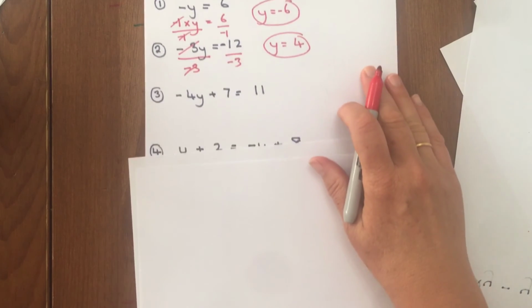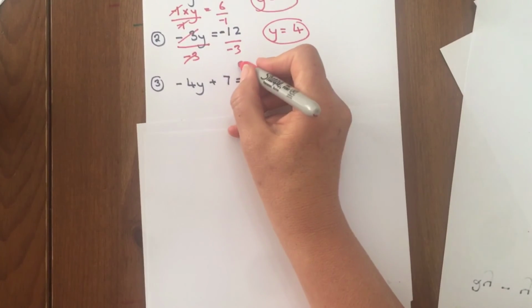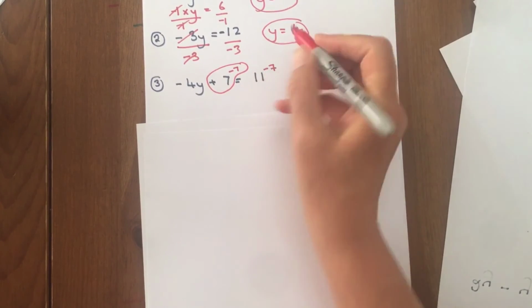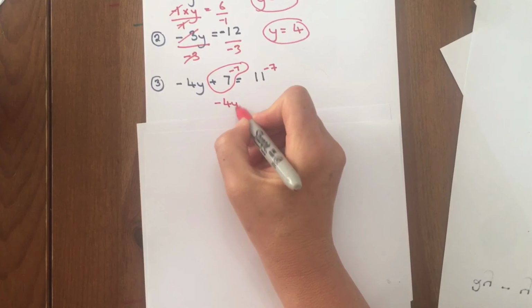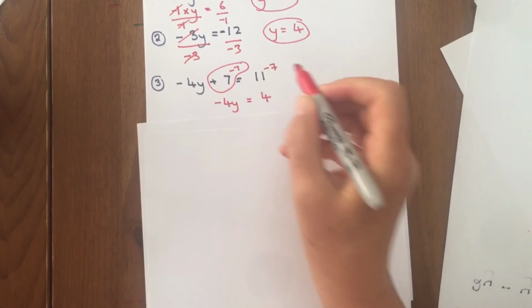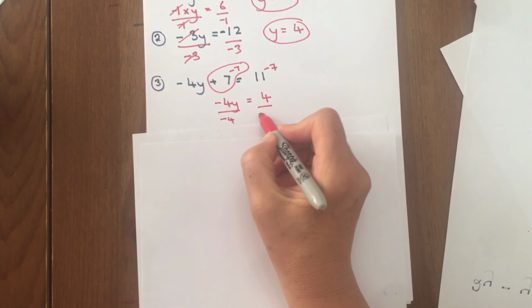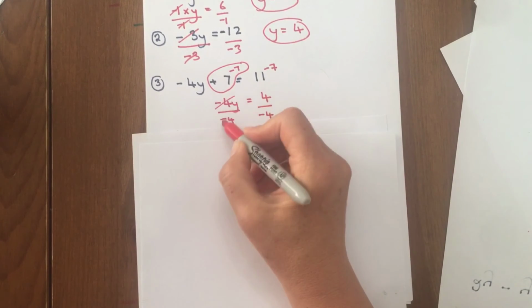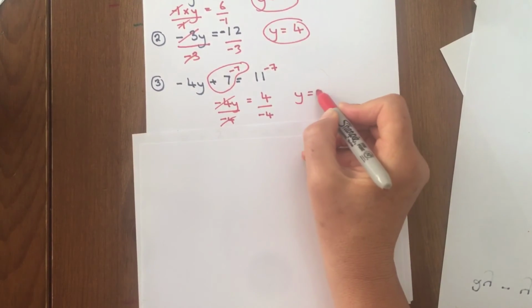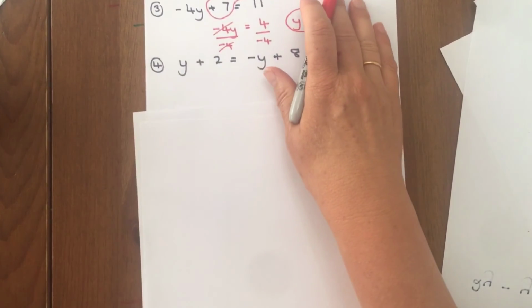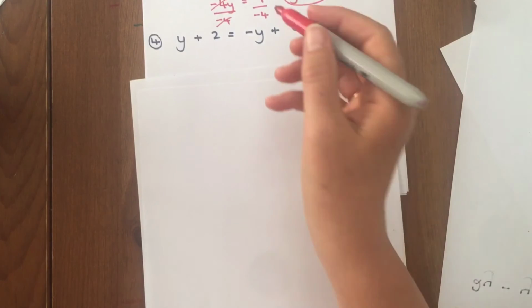First thing I'm going to do is get rid of the 7 by taking away 7 from both sides. So -4y equals 4. Then I'm going to divide both sides by -4. They will cancel, so y equals -1. Okay, question 4.